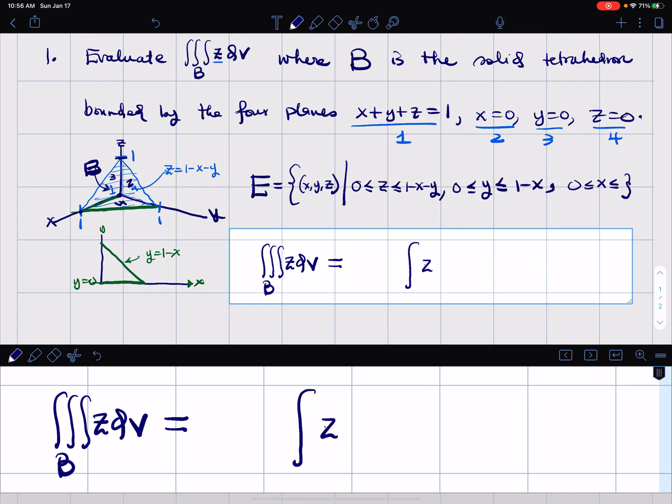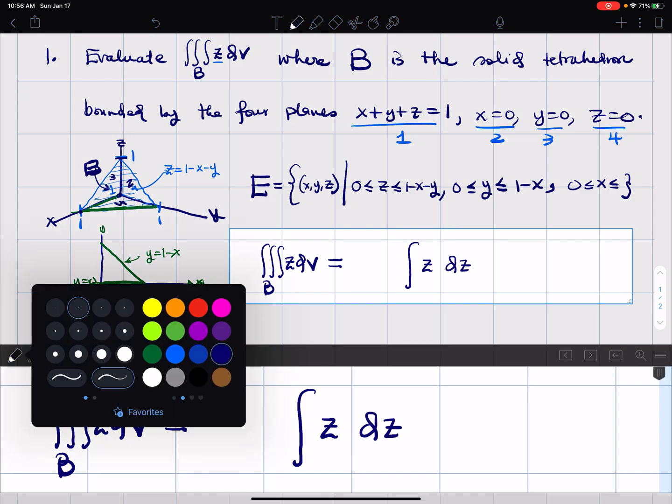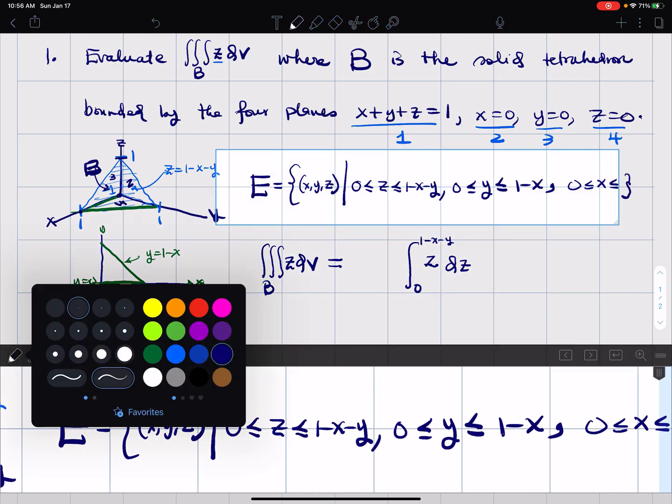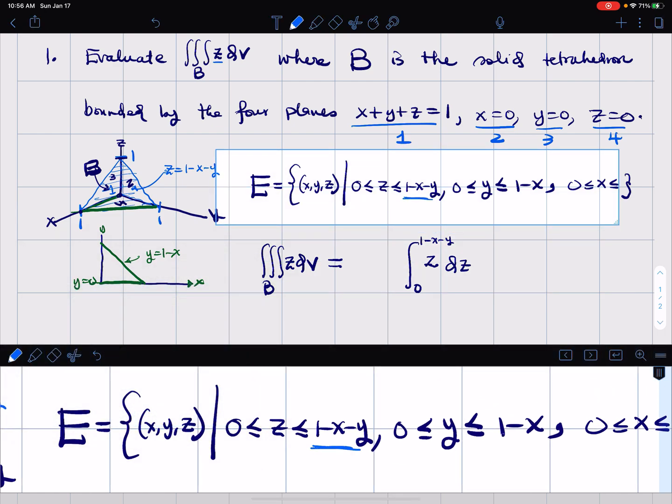Right? It's a very simple function, z. So we're going to start with the z, which has nothing to do with this z. It's just a coincidence. All right? It has nothing to do with this. So we're going to start with the z-axis. Along the z-axis, z goes from 0 to 1 minus x minus y. So to express z, we need two variables, x and y.